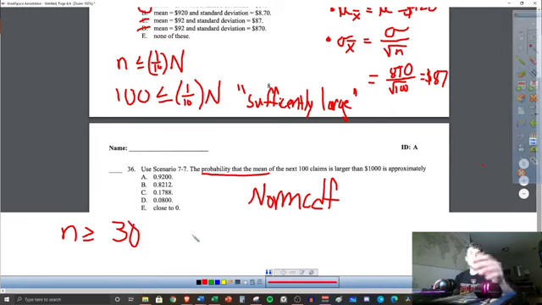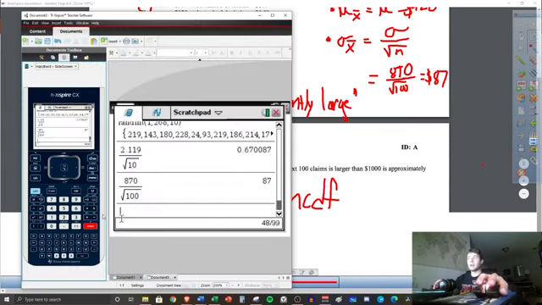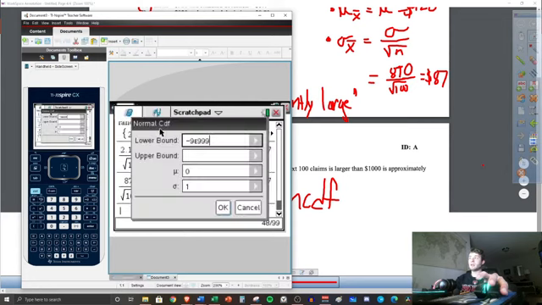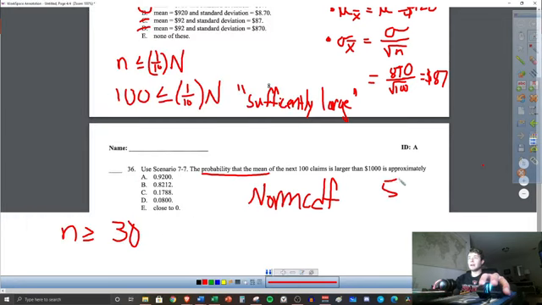So because it's 100, it should be approximately normal. So now we're able to do Normalcdf. In your calculator, go ahead and pull that up. Menu 5, 5, and then 2. That's what you have to do. So 5, 5, 2 to get your normal calculations.